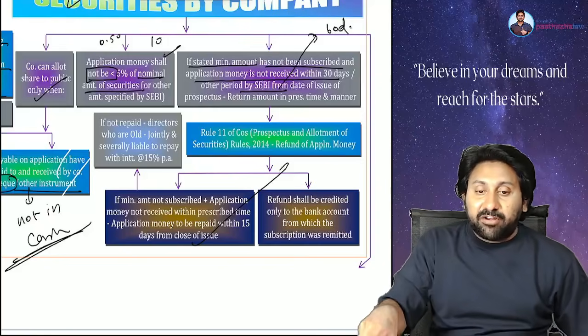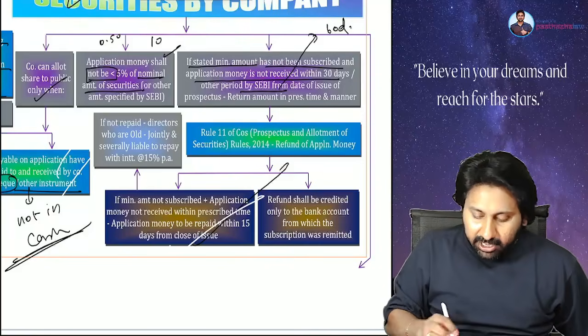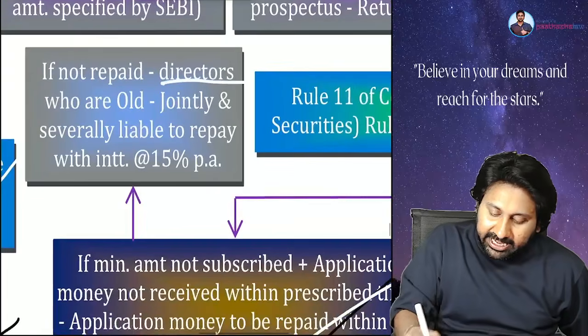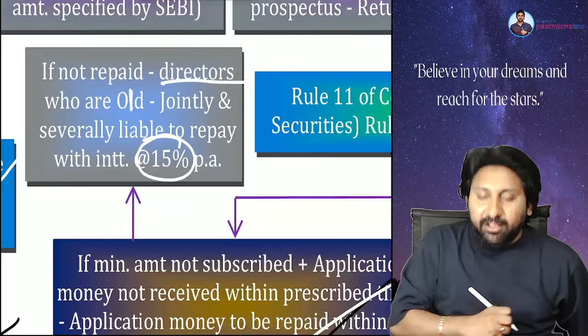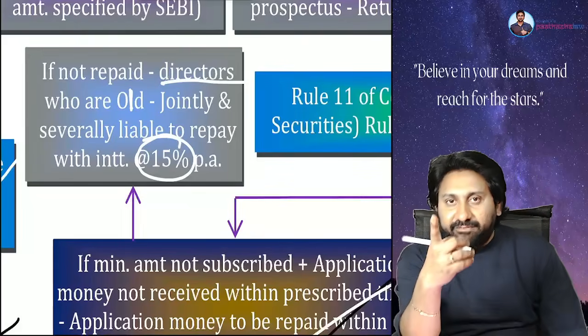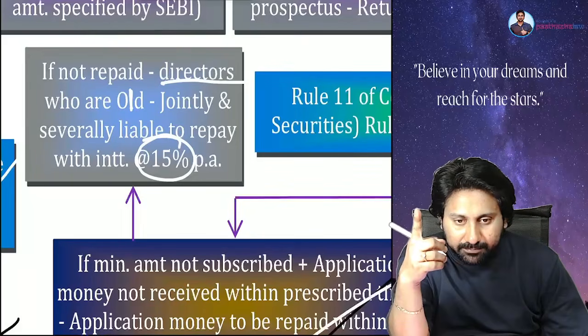Okay, refund within how many days? Next 15 days. If you do not refund, what will happen? Directors who are officers in default shall be jointly liable to pay 15% interest per annum. Everybody understood or not?